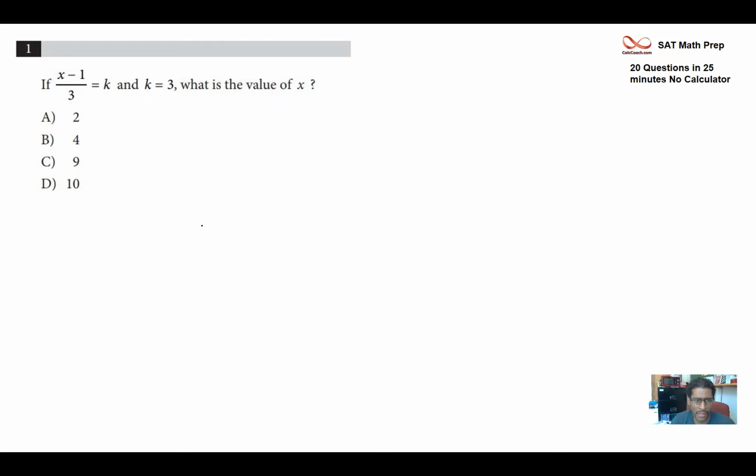First question. X minus 1 equals 3. X minus 1 over 3 equals K. And we know what K is. K is equal to 3. And so X minus 1 over 3 is equal to 3. What we're looking at is just an algebraic equation here where we have variables and our job is to solve for X. What's the value of X?